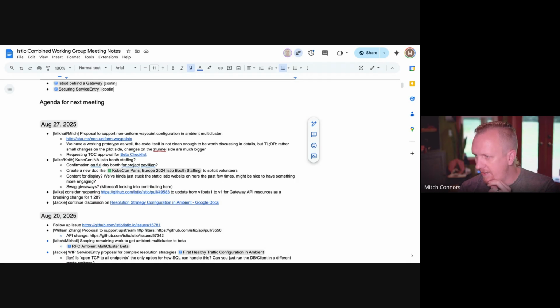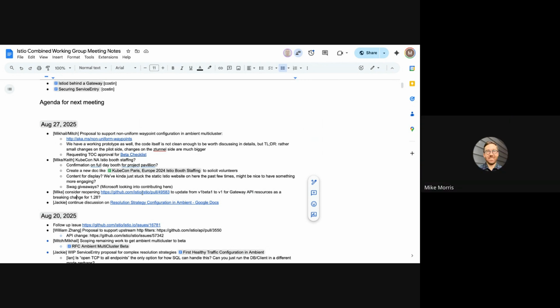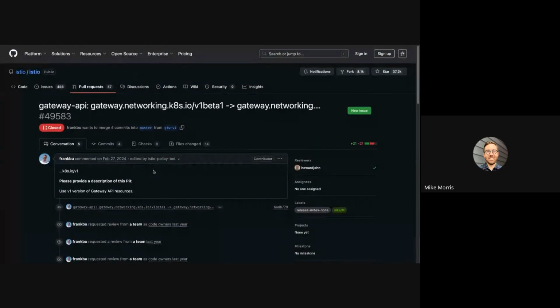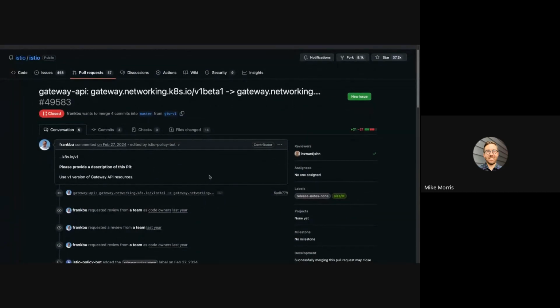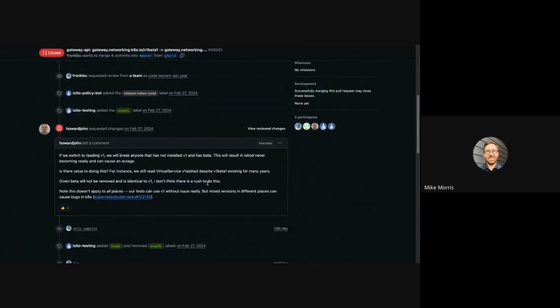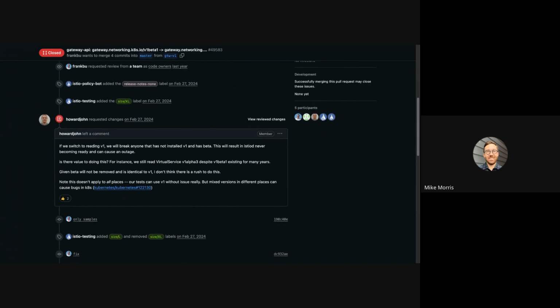Mike, Gateway API versioning. Okay, I joined in time for my topic. This was something where I saw that we're currently, similar to how Istio for many years read the v1alpha3 Istio APIs, still reading the v1beta1 APIs for Gateway API, for the resources for which those existed when the standard channel was first created.